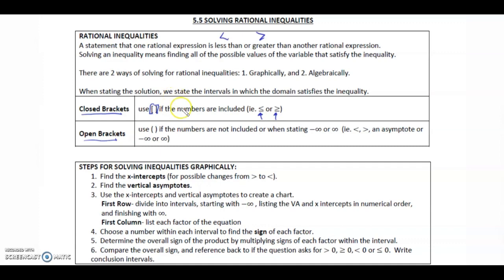And then open brackets are going to be the round brackets, and we use these if the numbers are not included or when stating negative infinity or infinity, because we can never actually get to negative infinity. We can never actually get to infinity. So for example, greater than or less than without that underline. And we do that at an asymptote as well.